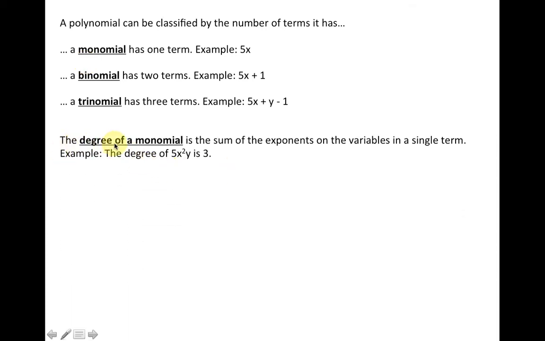Next, we want to talk about the degree of a monomial. This is the sum of the exponents on the variables of a single term. For example, the degree of 5x squared y is 3. That's because we have x squared and we have y with no exponent written here, but it's understood to be 1. So this 3 is coming from the sum of the exponents, so it's 2 plus 1.